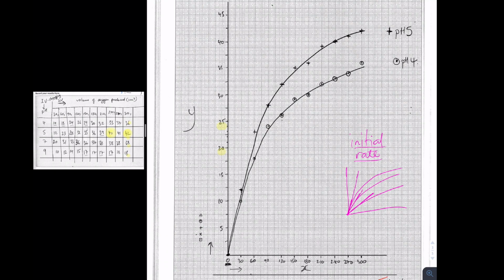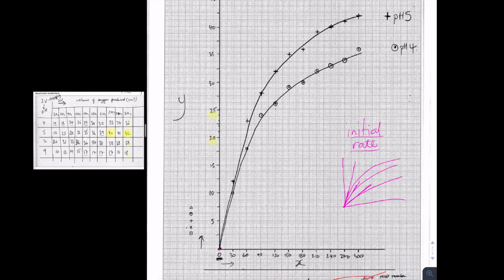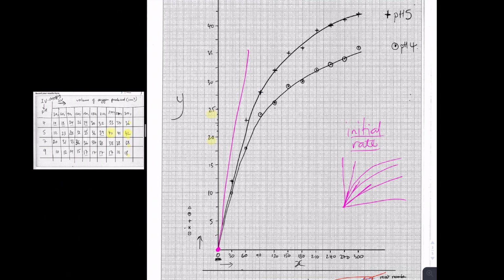So, what we do is we put our ruler and pencil on point 0, 0, and I'm going to do it here digitally, you're going to do it with a ruler. We draw a line, okay? Now that line must hug the first part of the curve. So you can see there, I've got my line here, and I'm moving the line. So first we're going to concentrate on the pH 4. So it's this curve right here, okay?